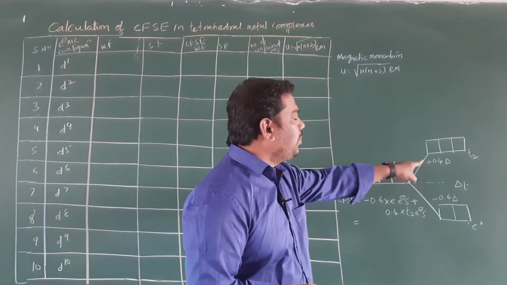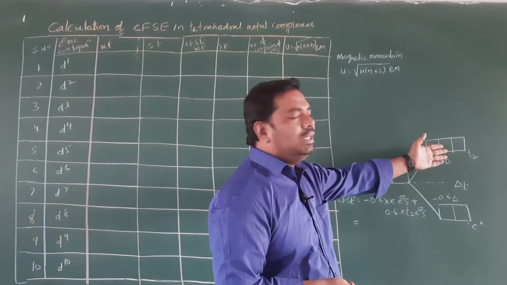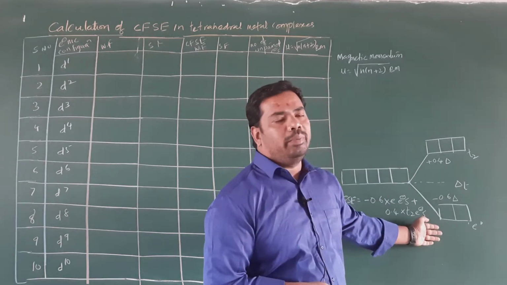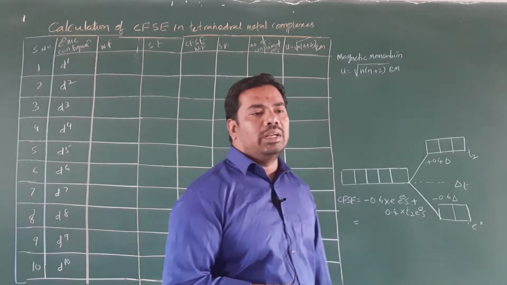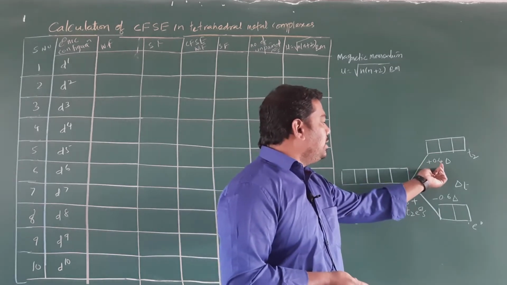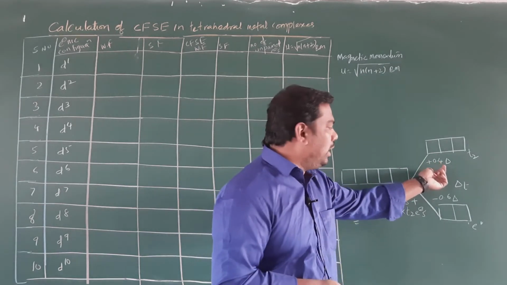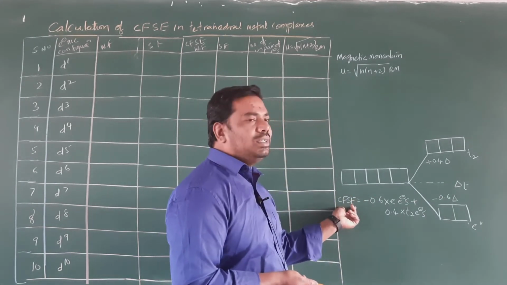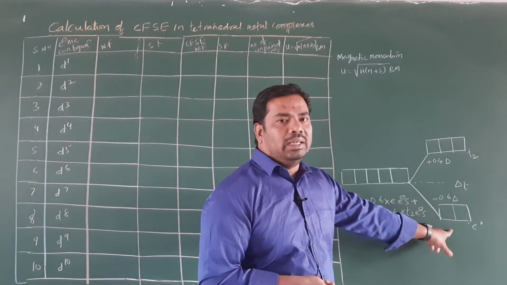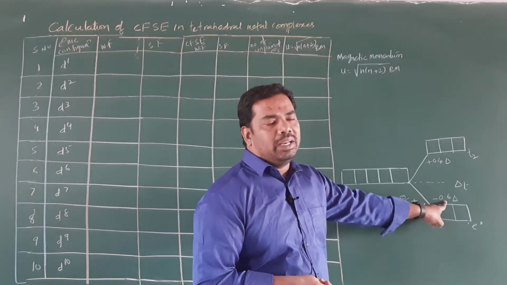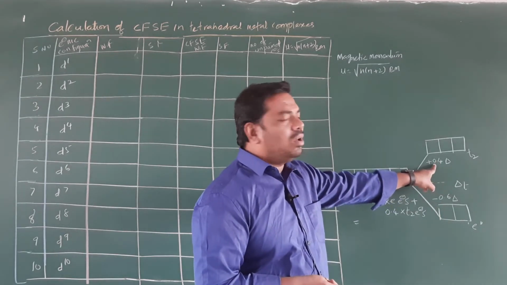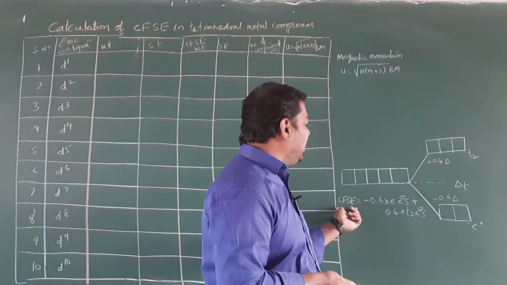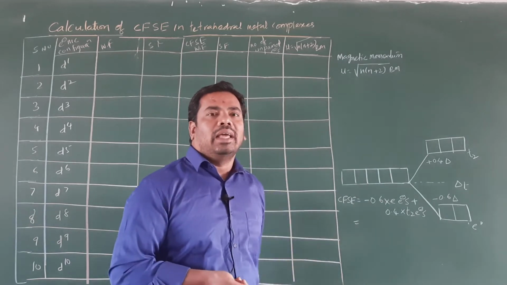Here you can see the splitting pattern: the T2 set of orbitals goes to the higher energy and the E set of orbitals goes to the lower energy level. The T2 set gains an energy of plus 0.4 delta and the E set loses minus 0.6 delta. Therefore the CFSE is equal to the number of electrons in the E set of orbitals multiplied by minus 0.6, plus the number of electrons in the T2 orbitals multiplied by plus 0.4 delta. Then we will get the CFSE of various electronic configurations.